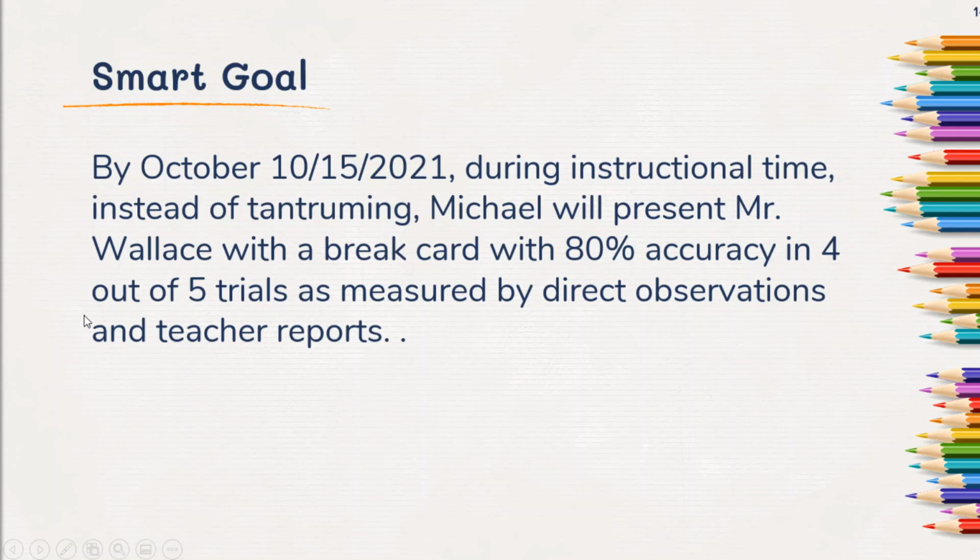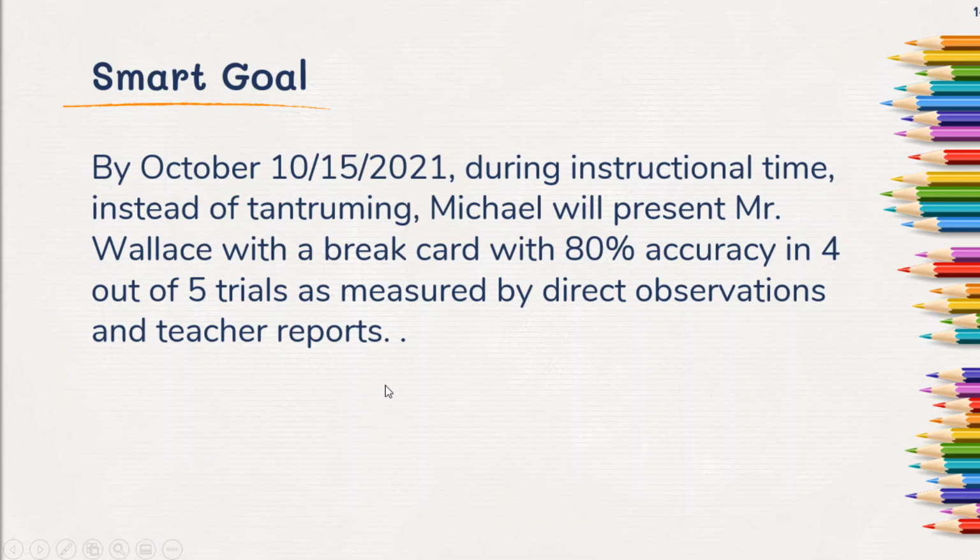For this SMART goal, there's obviously multiple ways we can address Michael's tantruming behavior, but let's assume for a second that Michael is tantruming because he wants to escape Mr. Wallace's instruction. So what can we do to help Michael do an appropriate behavior instead of tantruming? Here I put by October 10th, 2021, during instructional time, instead of tantruming, Michael will present Mr. Wallace with a break card with 80% accuracy in 4 out of 5 trials as measured by direct observations and teacher reports.